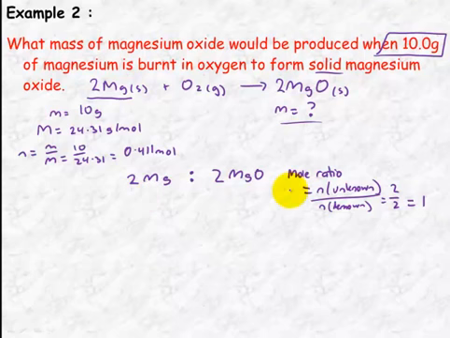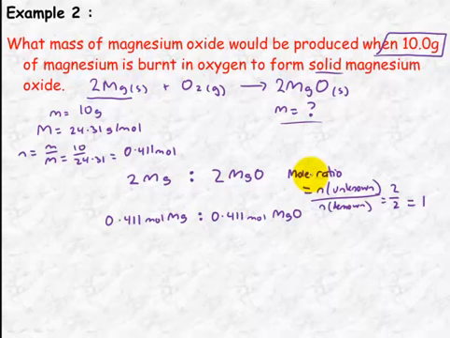So here's my mole ratio. So step 3, I can calculate the amount of the unknown now using this mole ratio. So if I've got 0.411 mole of magnesium, it's a 1:1 ratio, so I'll have to have 0.411 mole of magnesium oxide.